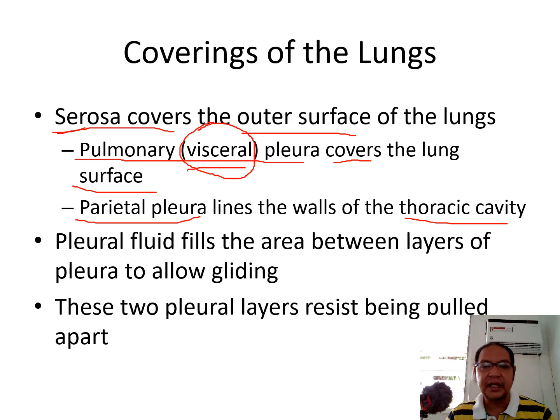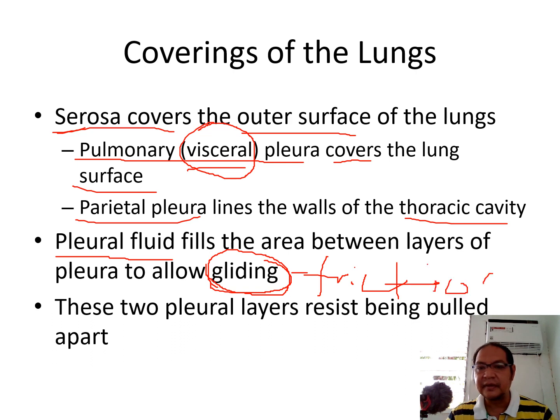As you can see a while ago, between these two pleura there is a fluid called pleural fluid. It fills the area between the layers of pleura to allow gliding. That's the purpose of this pleural fluid, the serosal fluid. So it's for gliding. It prevents friction.